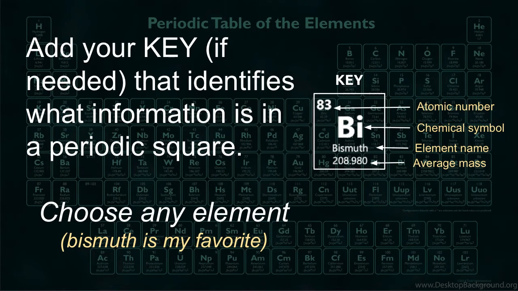If you need to, at this point, go ahead and add a key to your periodic table. A lot of us already have oxygen, but if you need to add a key with what's happening on your periodic table, go ahead and do so. I picked bismuth just because it's my favorite element, but you can pick whatever you want.